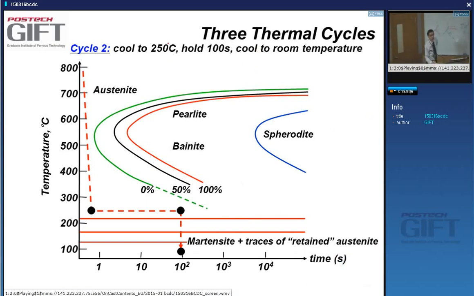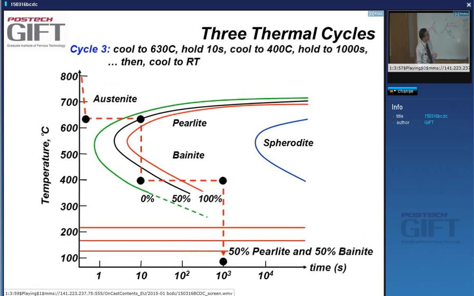Let's do another cycle. We cool down to 250, hold it for 200 seconds, and then cool to room temperature. What happens here? Really nothing happens to the austenite at this point. It's just there, although it's very unstable. It has a very large driving force for transformation. But we're at such low temperatures that even if we form small nuclei, there's no growth of, in that particular case, bainite. So there's nothing really happening. We say austenite is metastable. Then after 100 seconds, we cool down, and we form a fully martensitic microstructure in this particular case.